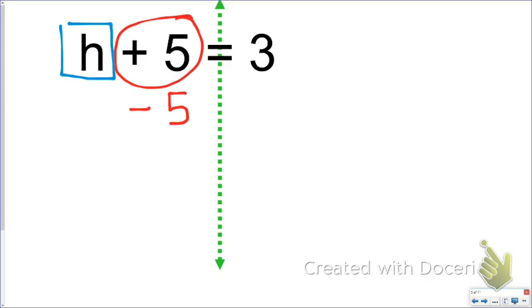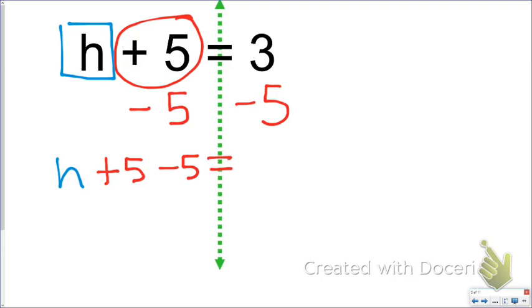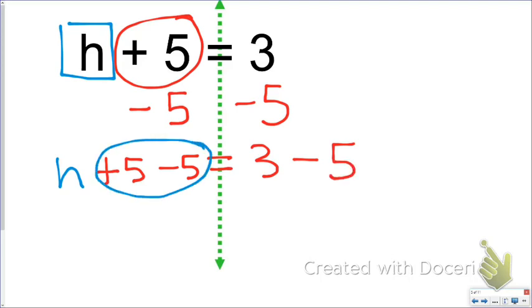But if I put a negative 5 on one side, I have to put a negative 5 to the other side. So I'll just rewrite this. I've got h plus 5 minus 5 is still equal to 3 minus 5. So what happens here? That's a zero pair. Right, the additive inverse makes these go away. So I'm left with h is equal to, what's 3 minus 5? That's going to be negative 2. So my answer is negative 2.